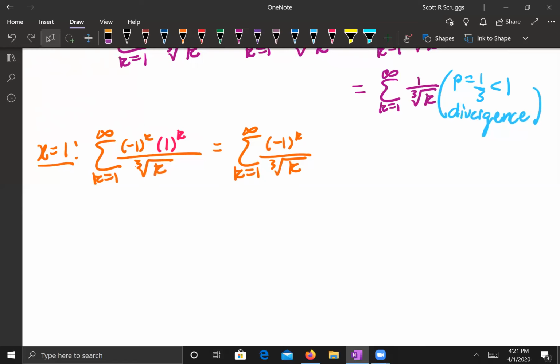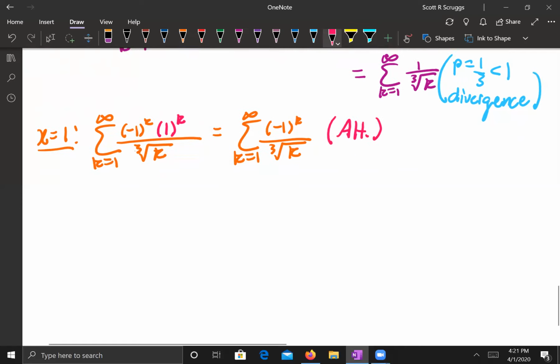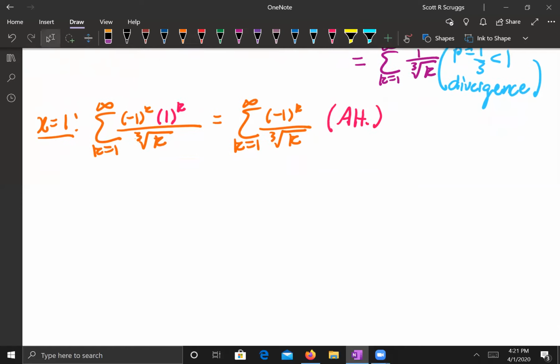Type your answer on the chat of what tests I should be using. Yep, and I agree. Alternating series test. So, gotta do the first step.